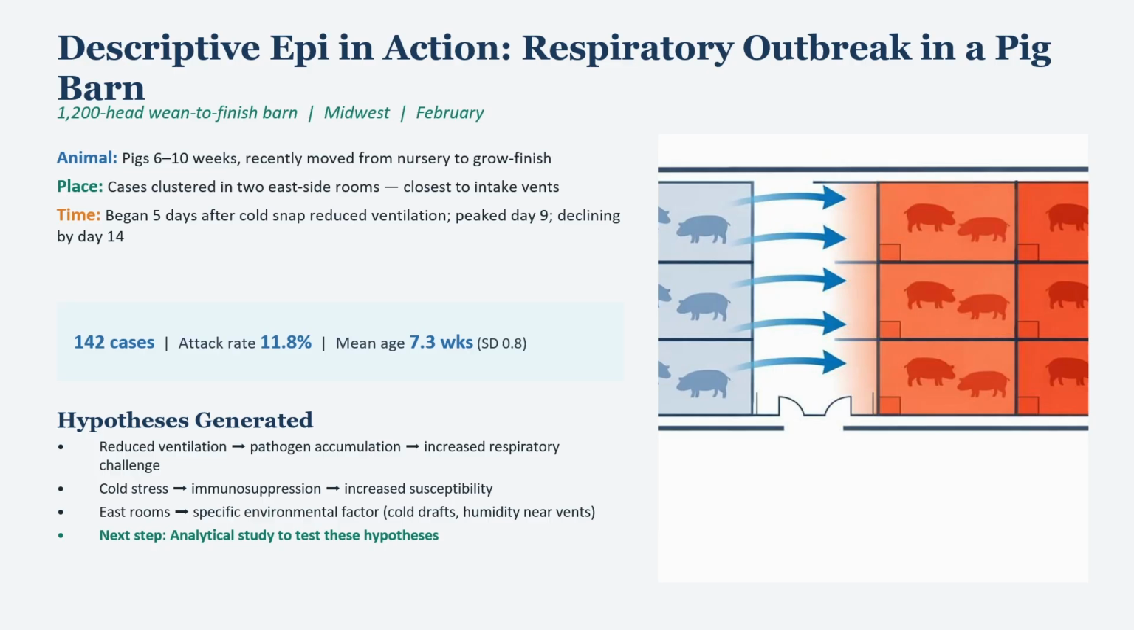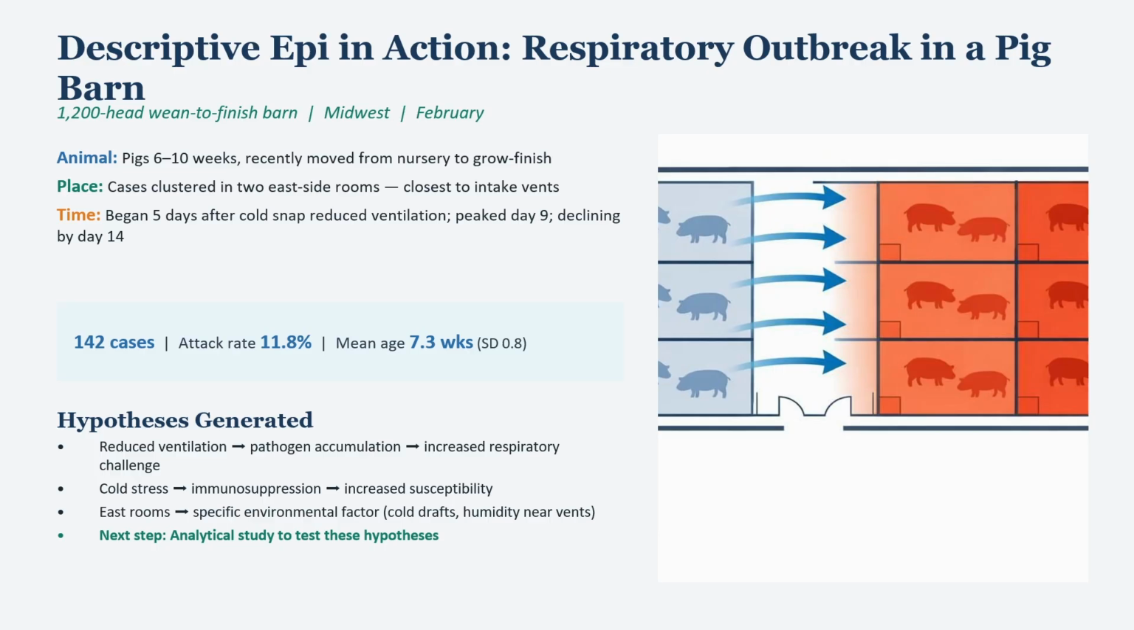Descriptive statistics: 142 cases out of 1,200 pigs, attack rate of 11.8%, mean age at onset 7.3 weeks, with a tight standard deviation suggesting age-specific susceptibility is real. Median severity score of 3 on a clinical scale, giving the vet and producer a sense of the clinical burden.